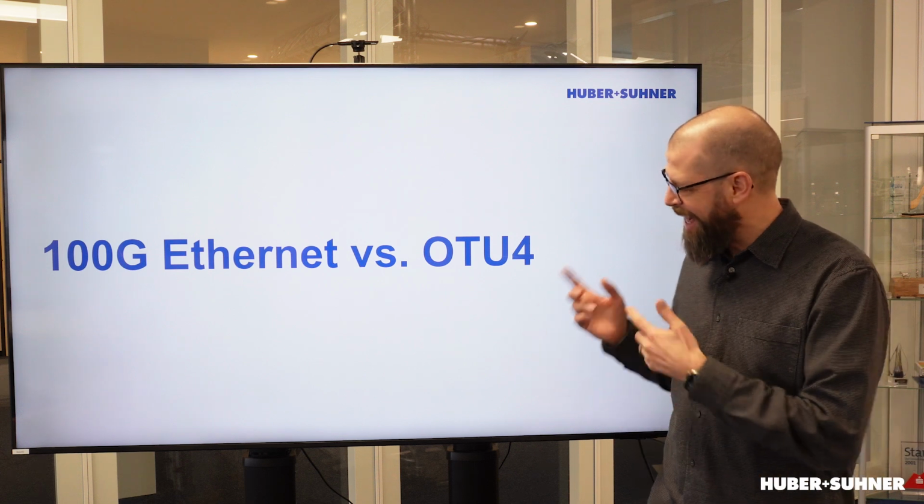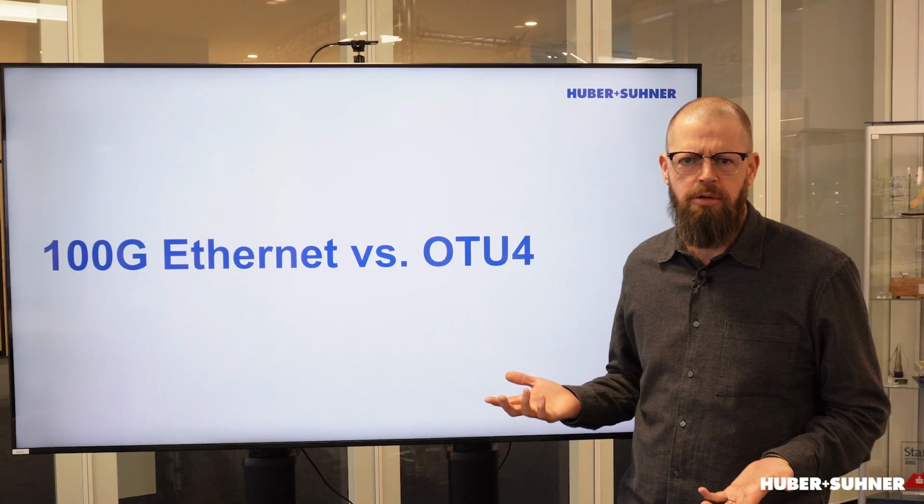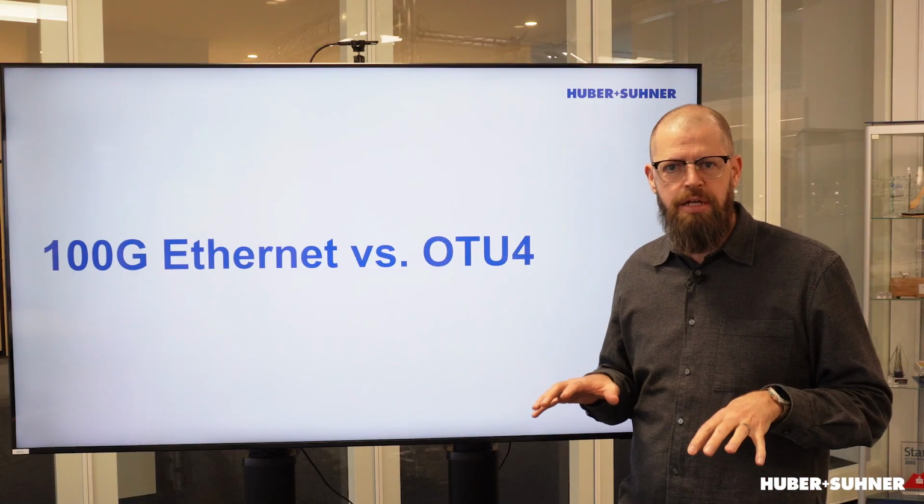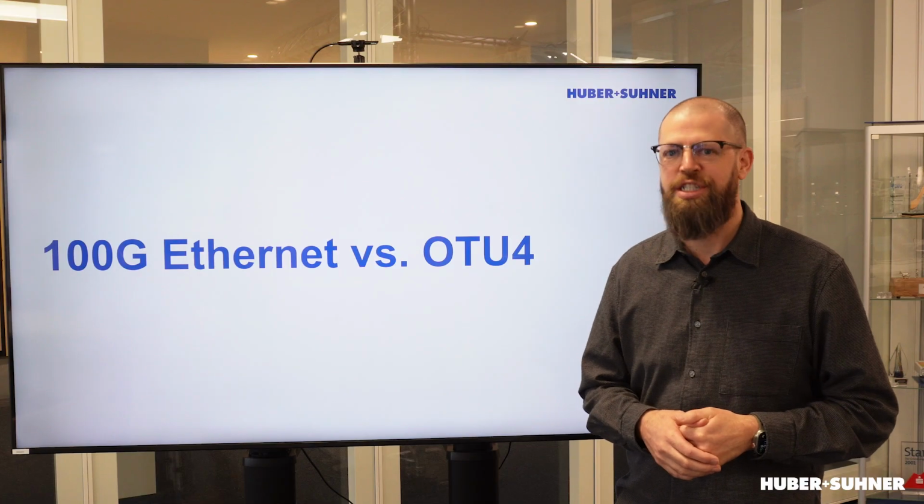100 gig Ethernet and OTU4 both have got something to do with 100 gigabit signals, but they are fundamentally different. If you want to find out what the differences are, stick around and we'll check it out.